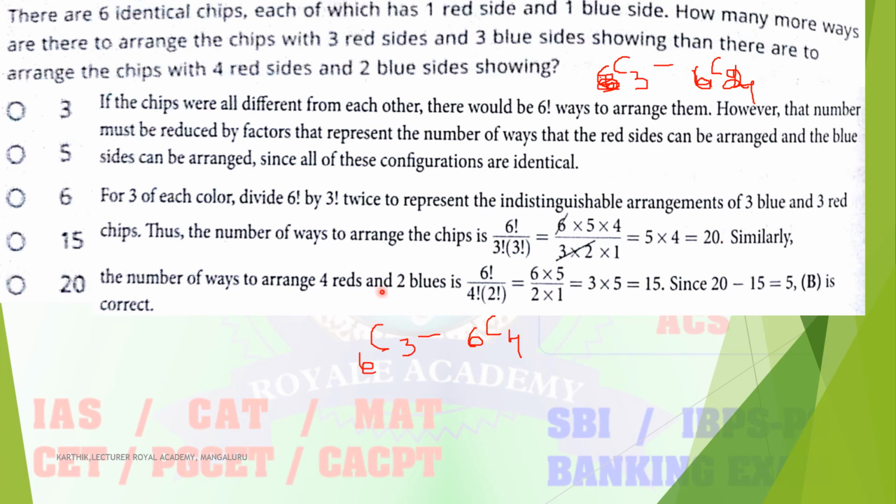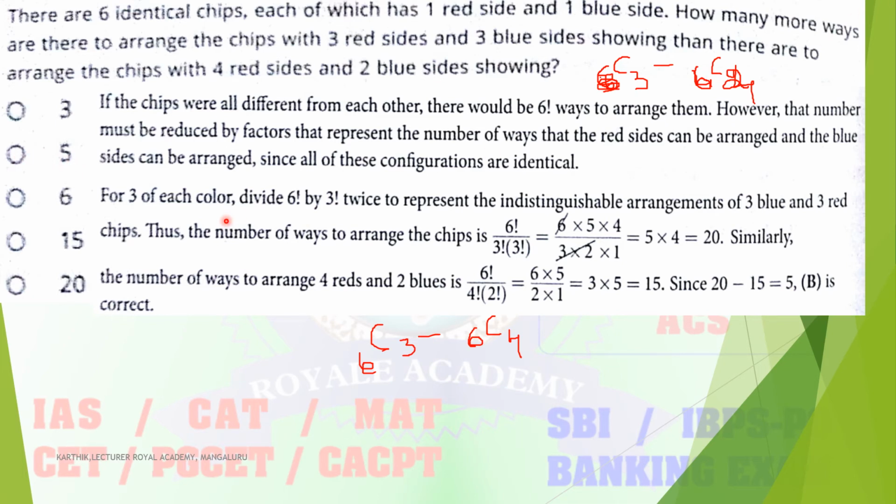Then similarly you have to find 4 red sides and 2 blue sides, which is nothing but 6C4. You just consider the red: here I consider red 3 and red 4, and just take the difference. Or else blue sides 3 and 2, that is also possible, and you will get the same answer. So 20 minus 15 is how much? 5. The 5 is the answer. So option B is correct. I hope all of you understood.